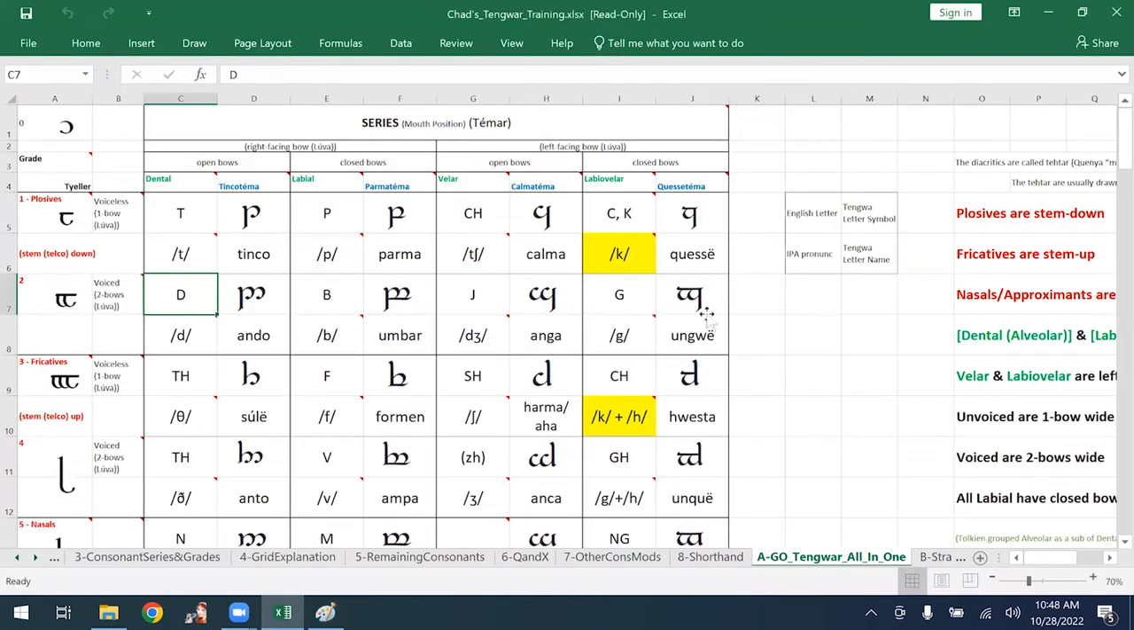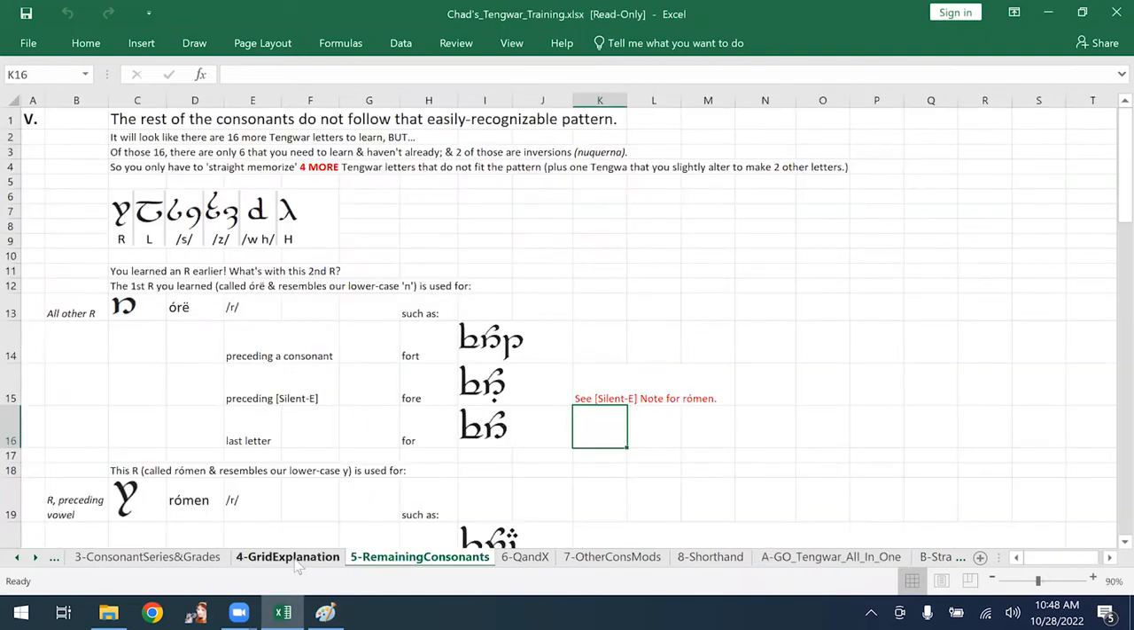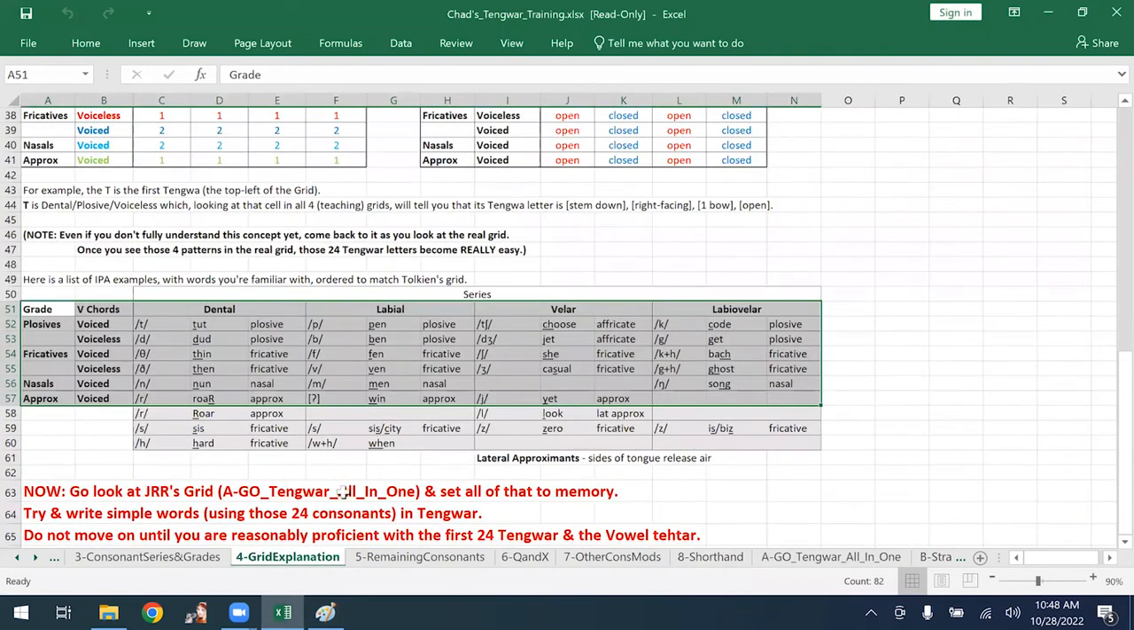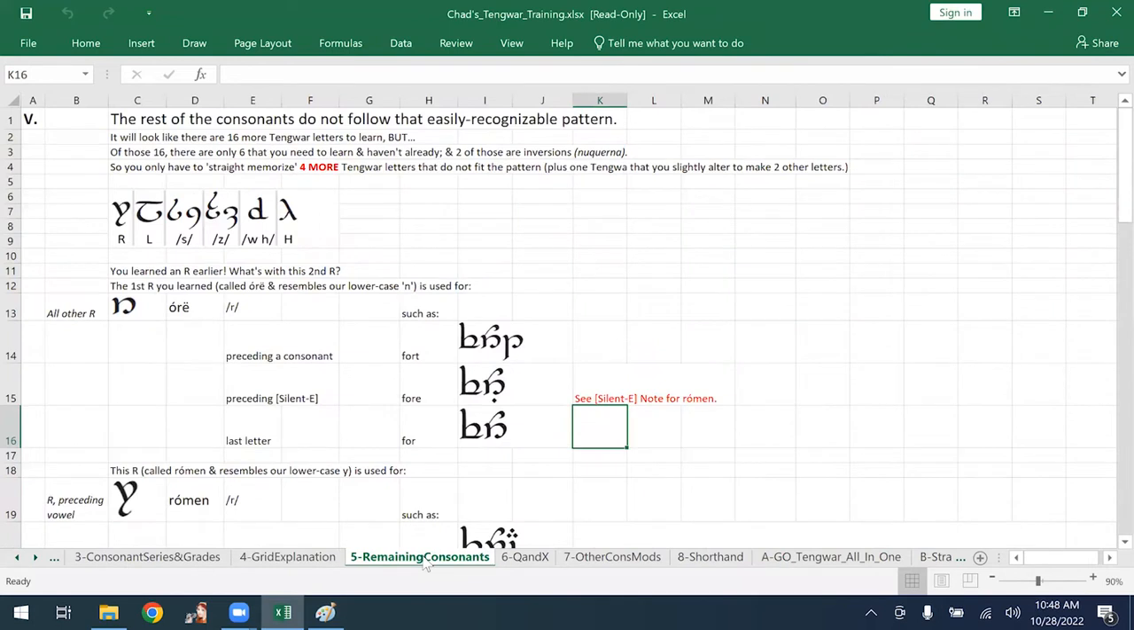Okay. So I'm going to come back over here. So here's the grid explanation that we just left. The remaining consonants don't follow that easy to follow pattern. That pattern is only for those first 24. So I'm going to go over the rest of these pretty quickly. But what's weird is the ones that don't follow the pattern end up being easier than the ones that follow the pattern, because the pattern ones get a little confusing sometimes.